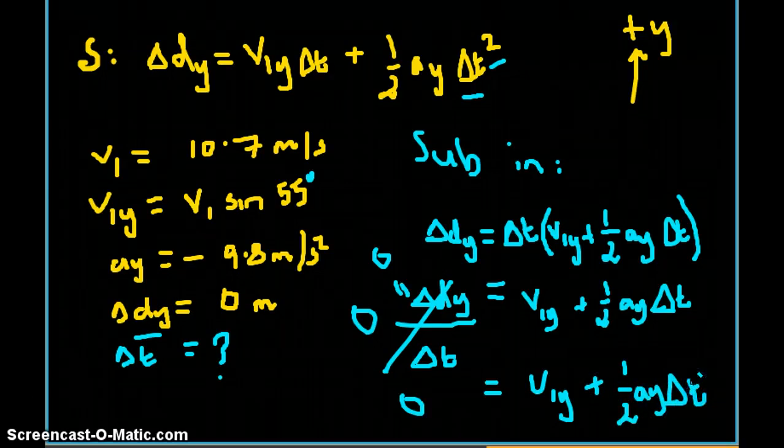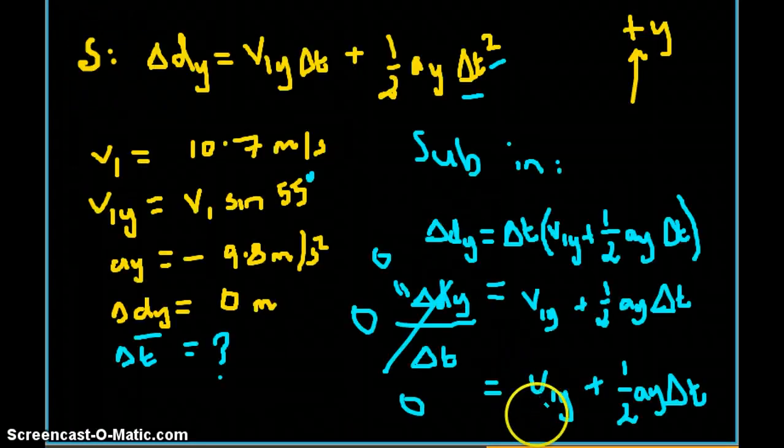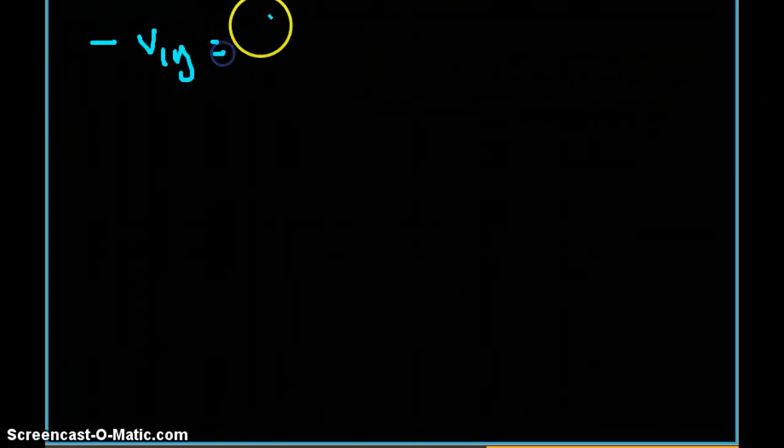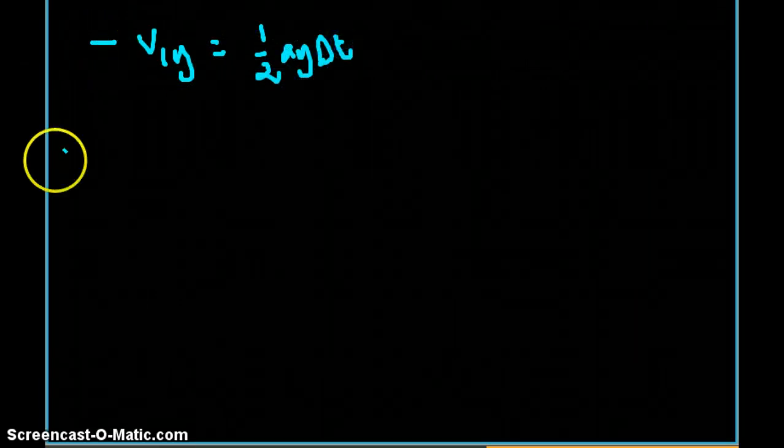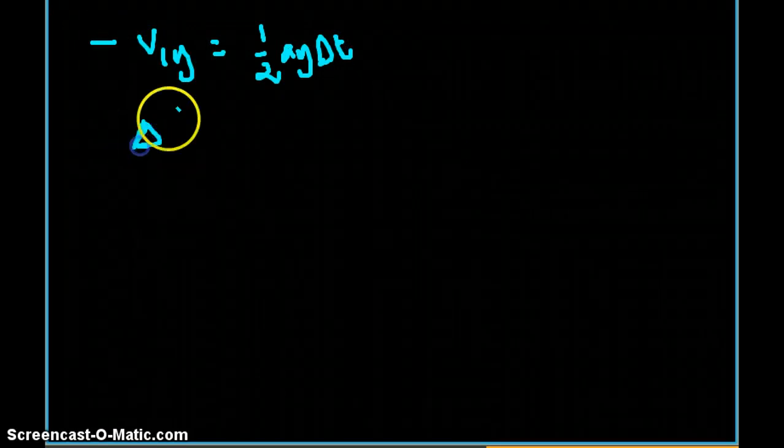So there you go. Now we have just one delta t term, and we can solve for that. When I take v1y to the other side, because I had a 0, I just get negative v1y equals half ay delta t. So I've got that, and I can really easily solve for delta t in one step.